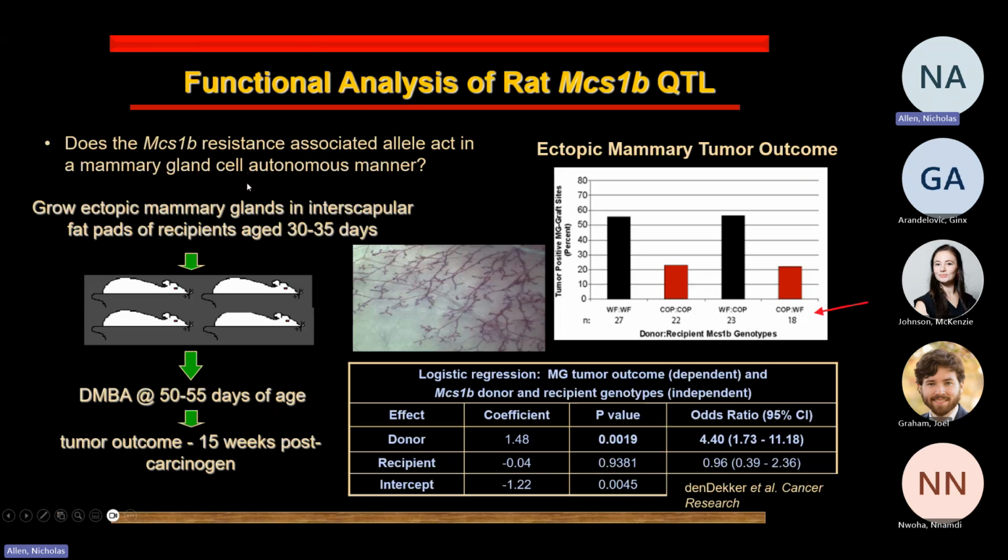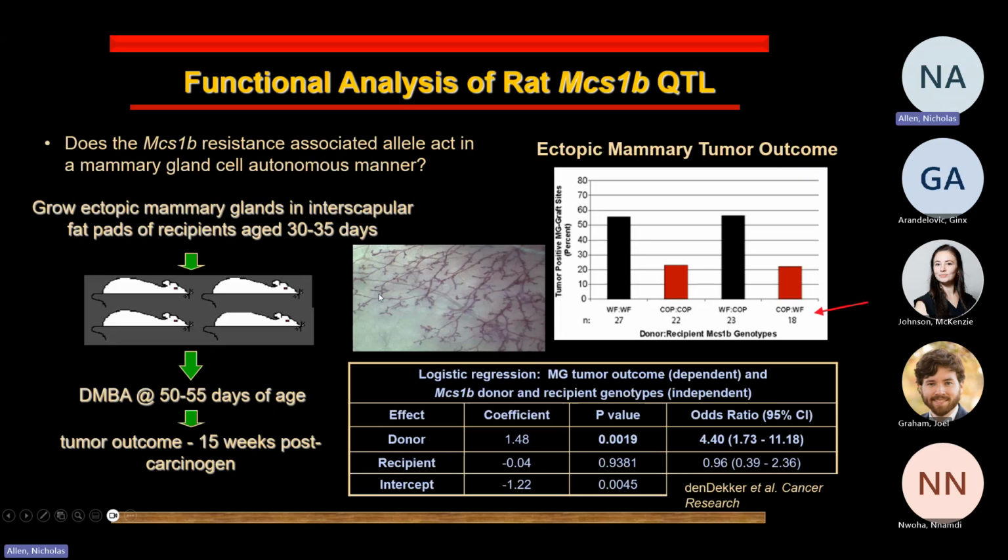And one of the things we can do, I said we can complement human studies with the rat. This is something you couldn't do in humans, but we can do it in rats. We can take donor mammary glands and place them into the interscapular fat pad of recipient rats, and an ectopic mammary gland will develop there. Okay. And this is what they look like.